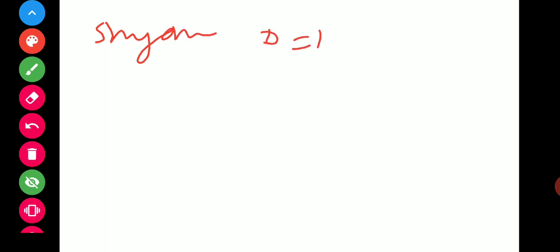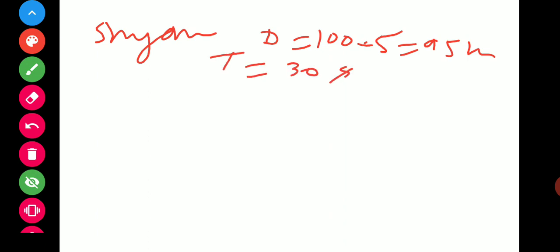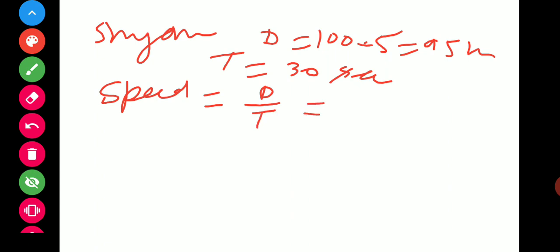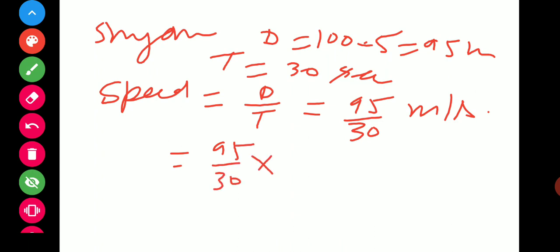Shyam's distance is equal to 100 minus 5, that is 95 meters. And time is 30 seconds. Now we can find the speed. It is equal to distance upon time. It is 95 upon 30, but it is in meter per second. Now find it in kilometer per hour, so 95 upon 30 is multiplied by 18 by 5.